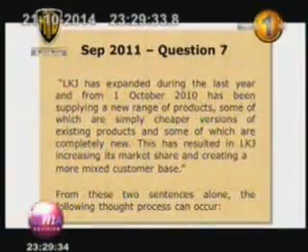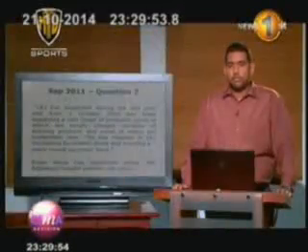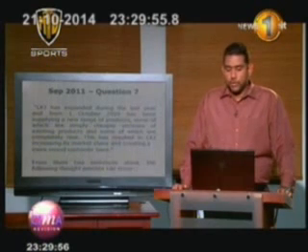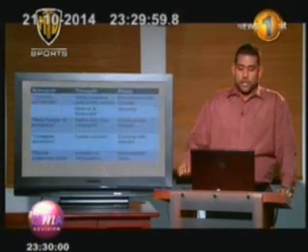It says LKJ has expanded during the last year and from 1st of October 2010 has been supplying a new range of products, some of which are simply cheaper versions of existing products, some of which are completely new. This has resulted in LKJ increasing its market share and creating a more mixed customer base. Now, a couple of sentences, but from these two sentences alone, we can come up with the following thought process.